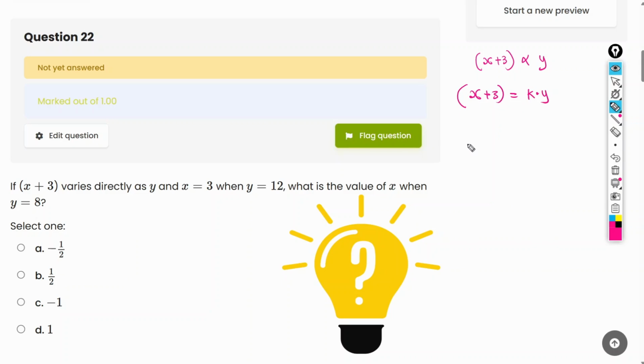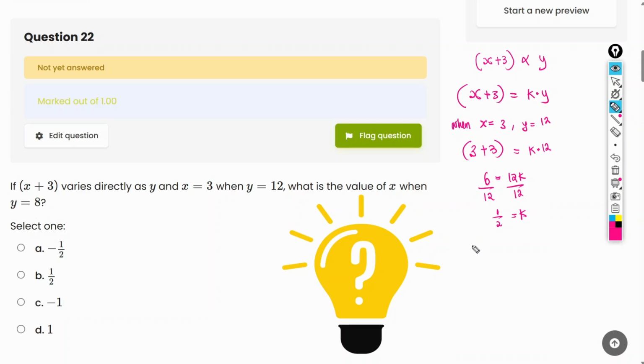So when I substitute in to solve for k, I know that when x is 3, y is 12. So I'll substitute in, I'll have 3 plus 3 is equal to k times 12. All right, so that means that 6 is equal to 12k. If I divide both sides by 12, I'll get k as what? K as 1 out of 2. So k is half.